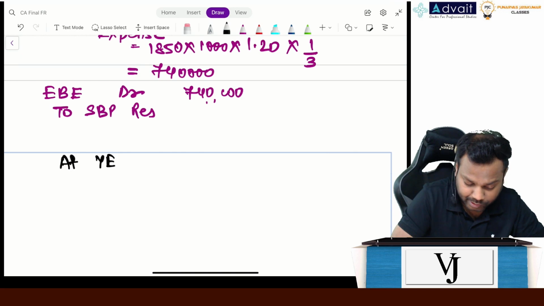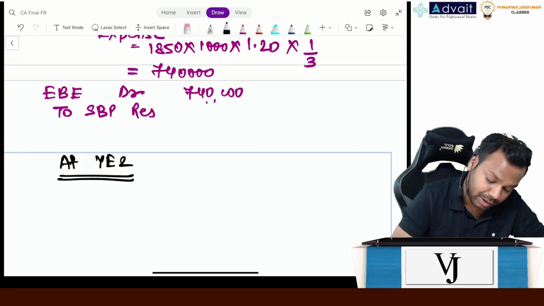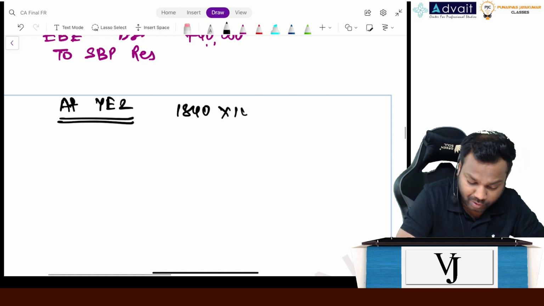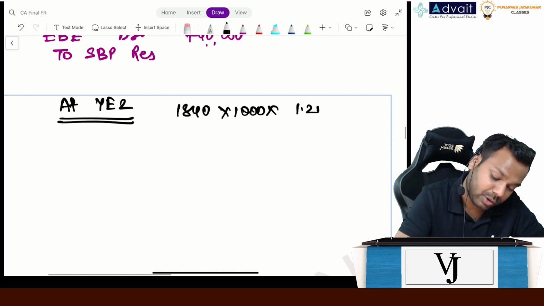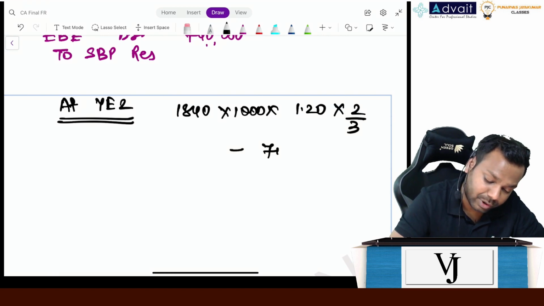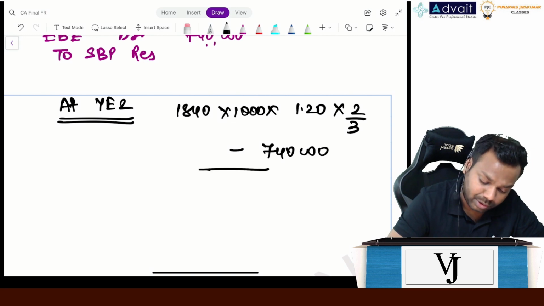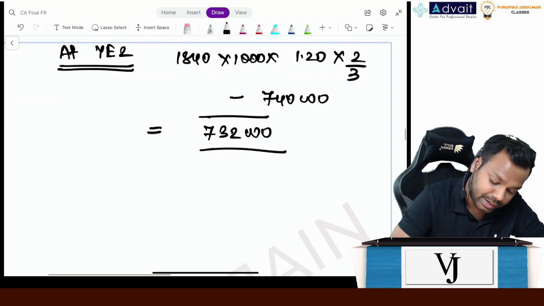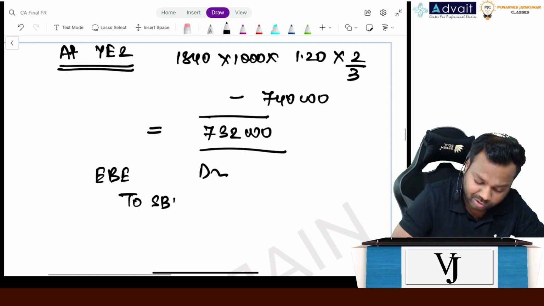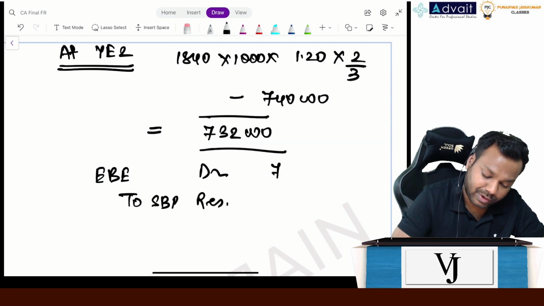Now similarly at the end of year 2, it will be 1840 employees. So 1840 employees multiplied by 1000 options multiplied by 1.20 fair value, multiplied by 2/3, minus 740,000. Can you please tell me the amount? 7,52,000. Now what is the general entry? The general entry will be employee benefit expense account debit to share based payment reserve.